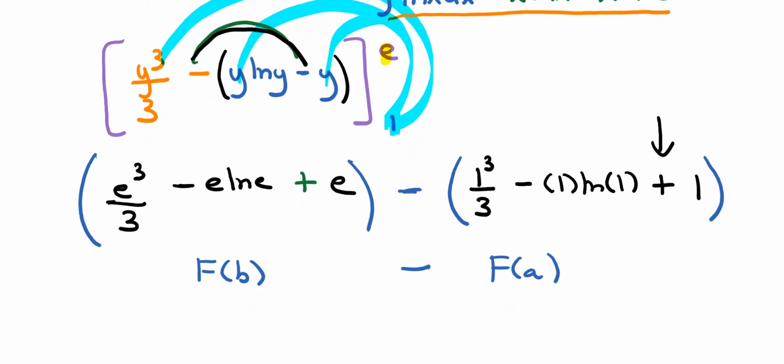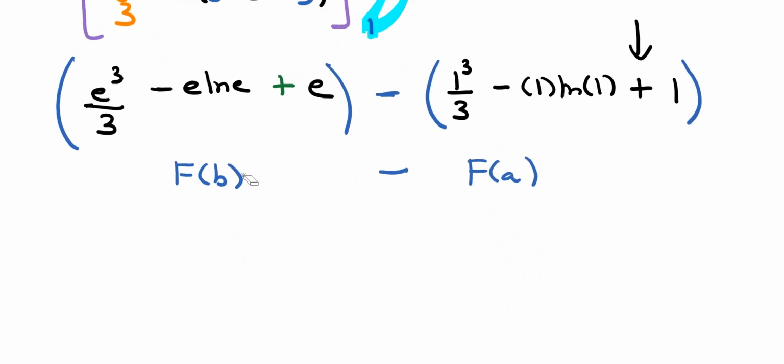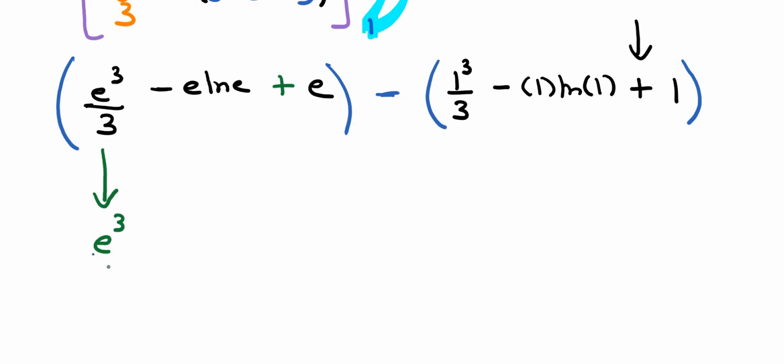And after that, we just need to do our best to simplify this. Okay, so let's go ahead and try to simplify this. I can't simplify this first term, so that's going to be e cubed divided by 3 minus... well, ln e is just going to be 1, so 1 times e is just e, so minus e, and then I have a plus e there. So I guess those guys will cancel out eventually.